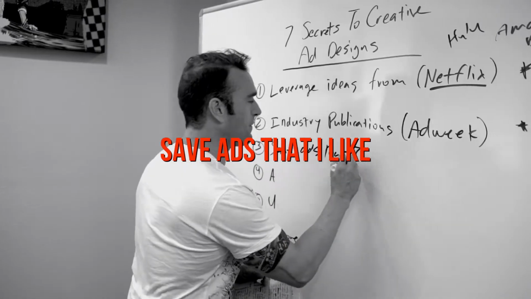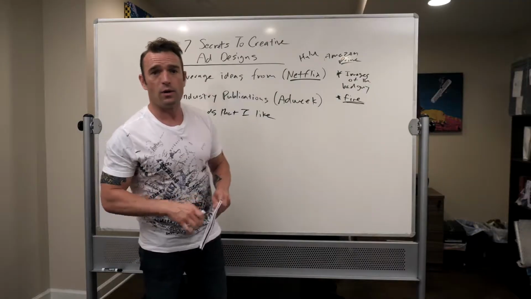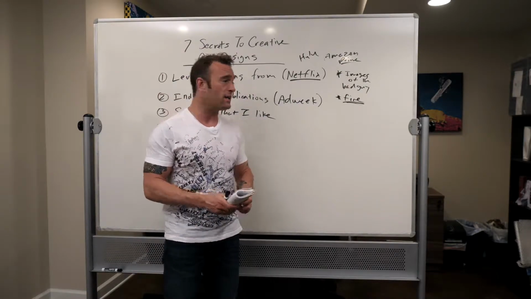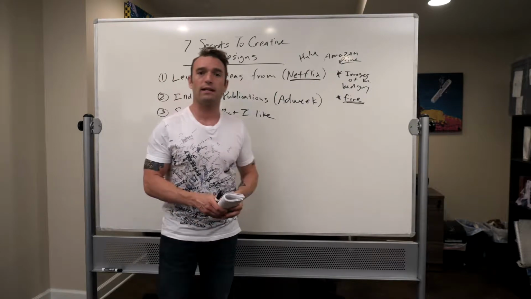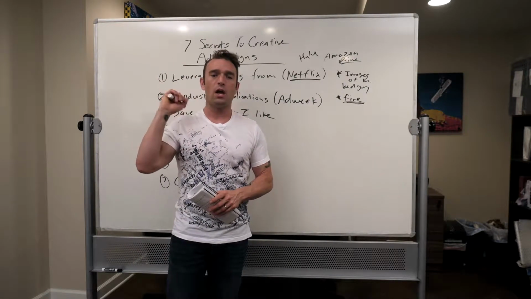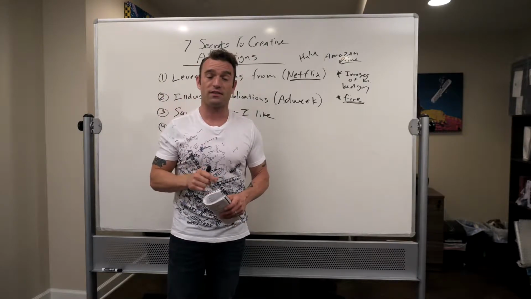Because if I like them, then chances are other people in my market are going to like them. And so when you're out there scrolling on your Facebook news feed, and you see an ad that you like, the way the whole thing's set up, the imagery, if you look at the upper right-hand corner of the post, there's a little drop-down arrow, and if you click that, one of the options is for you to save the post.